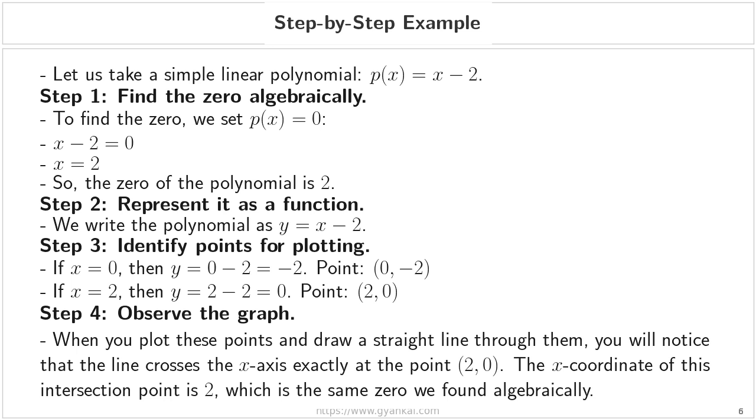Finally, in step 4, let's observe the graph. If you were to plot these 2 points on a coordinate plane and draw a straight line through them, you would see something very important. You'll notice that the line crosses the x-axis exactly at the point (2, 0). Look closely at that intersection. The x-coordinate of this point is 2, which is exactly the same 0 we calculated algebraically in our first step.